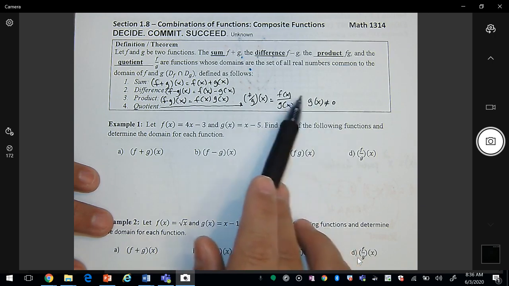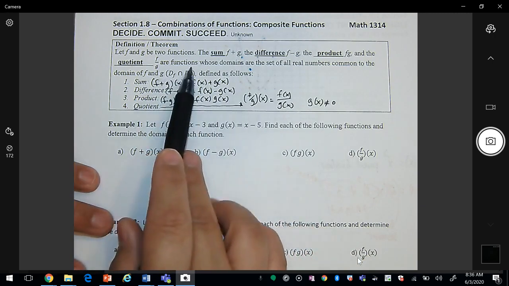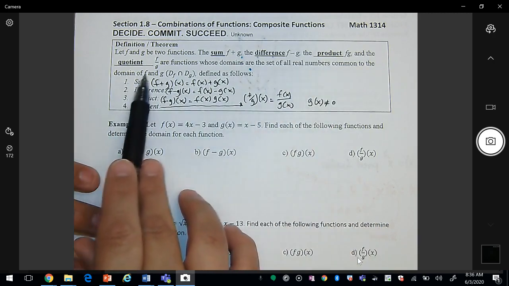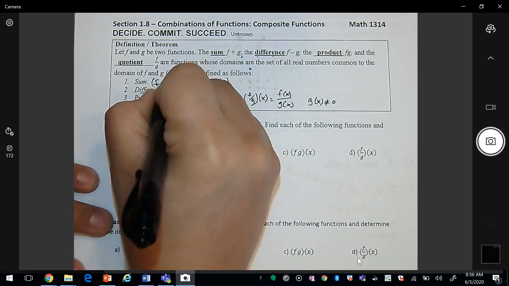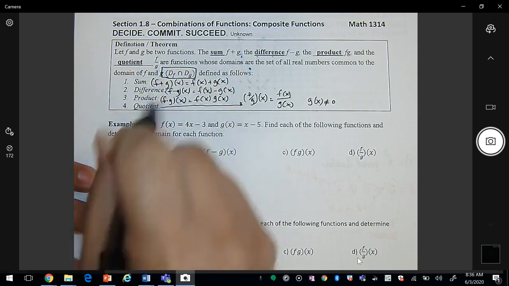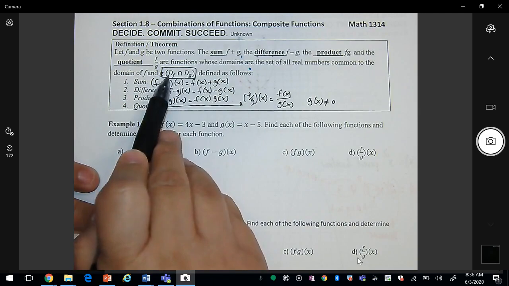The domain, once we perform these operations, is the set of all real numbers common to the domain of f and g. And so this right here means the domain of f intersected with the domain of g, which just means what do they have in common.